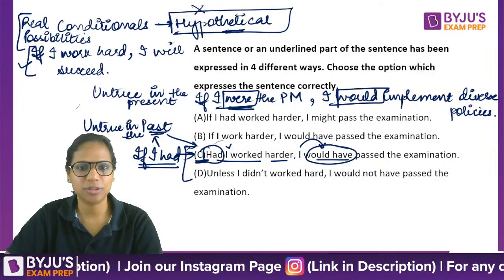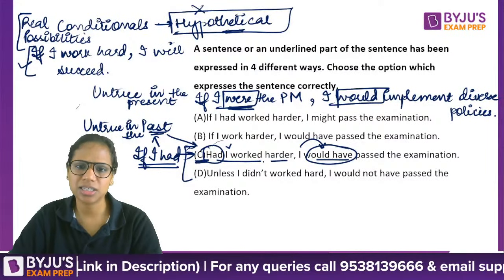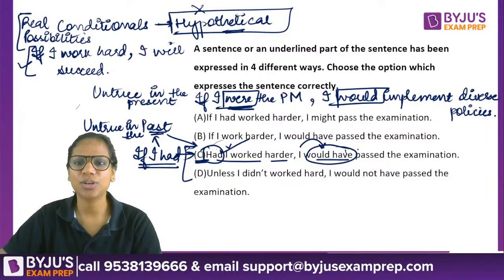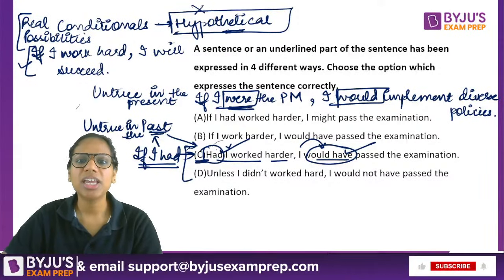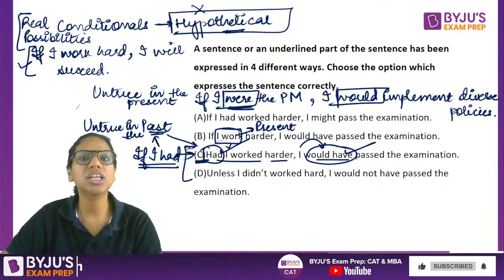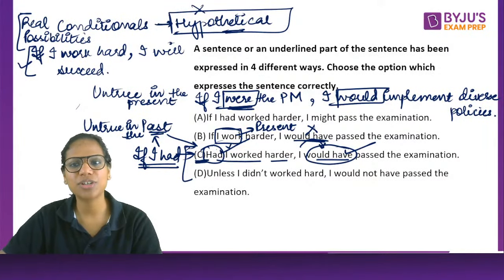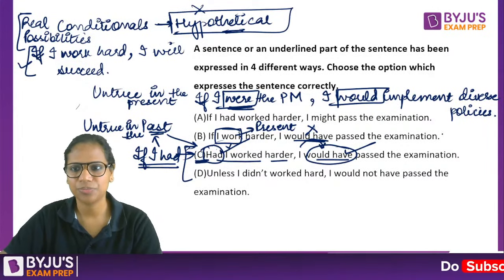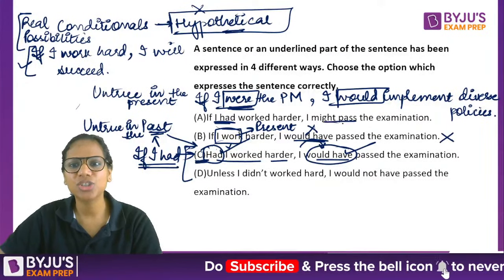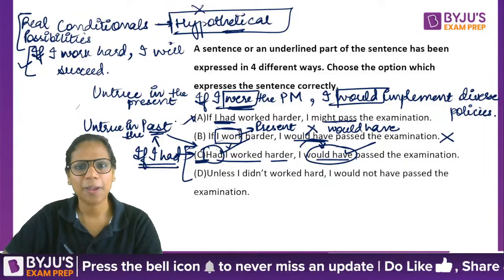So today I am not the PM. This is what it means. Had I worked harder, so the exam happened in the past, let's say last year. Had I worked harder back then, I would have passed the examination. Had, would have. If I work harder, the moment you put it in the present, that means you're talking about a real possibility, and would have cannot come in that case. Would have comes in hypothetical situations like this. If I had worked harder, now see, if you're using had, this should have, would have. So even A is rejected.